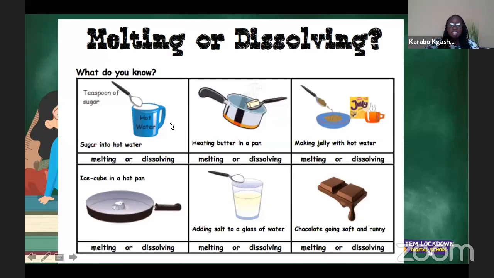Awesome. Right, let's look at the next picture on the right. Heating butter in a pan, melting or dissolving. All right, a lot of you are saying melting. Yes, that is definitely melting. All right. Thank you. Now let's look at the next one. Making jelly with hot water, melting or dissolving. Making jelly with hot water. Yes, it is dissolving. Very, very good. Jelly dissolves in hot water.